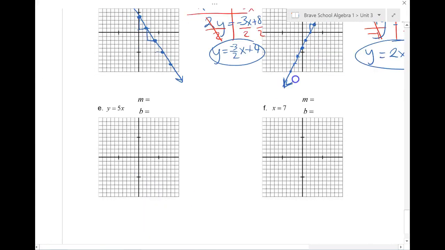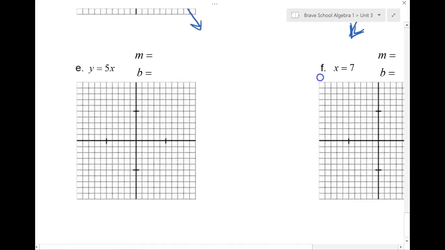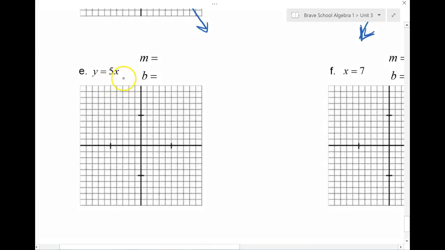Okay, now letter E. Letter E is a little different. What you'll notice here is that we have a number with x, but then there's no number right after that. So if there's nothing there, that means it's 0. Okay, so our y-intercept is 0. Our slope is 5, but remember we have to change it to a fraction, so we put over 1. So then our y-intercept is just simply right in the middle.